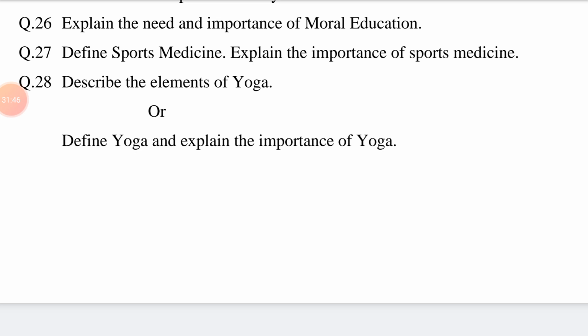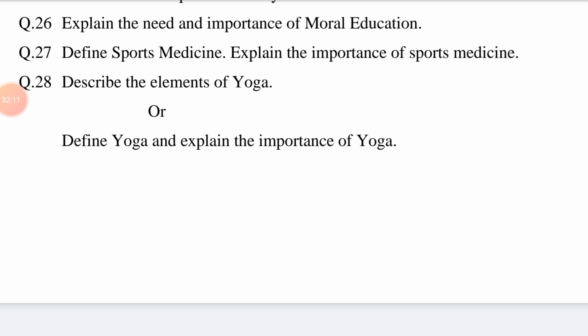Then importance. Few importances of moral education are as listed below. 1, ready set of values. 2, intellectual power. 3, right choice. 4, present generation. 5, give respect to others. Explain all these points in 2 to 3 lines.